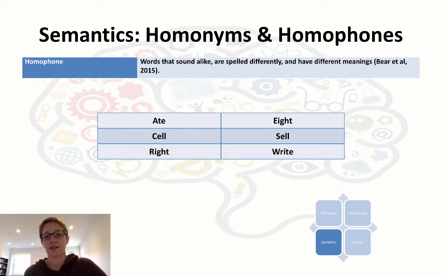So sell and cell, and write and right. There are so many examples of homophones, and yet another example of why there's such a part of semantics and why understanding the meanings of each of these terms is so essential when we are using our orthographic knowledge and spelling words and producing text. In order to get the meaning that we intend across, it's important that we know the different meanings of these homophones.